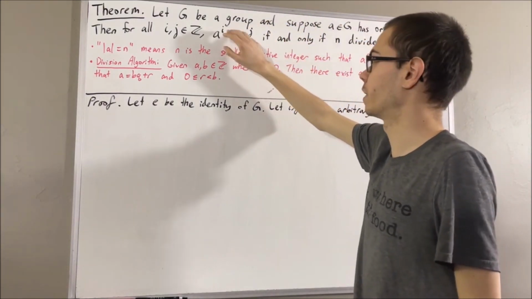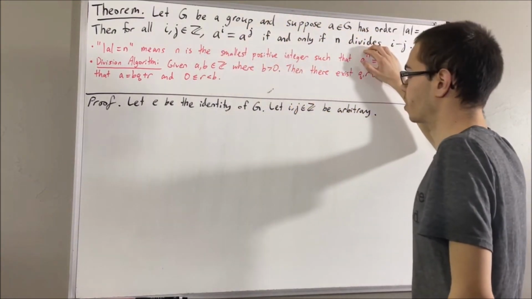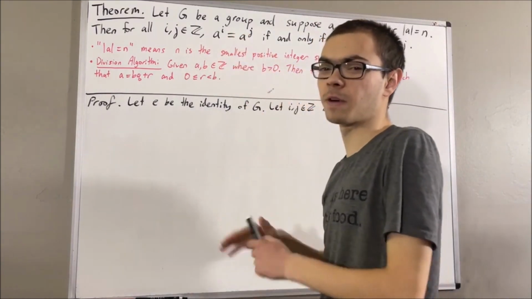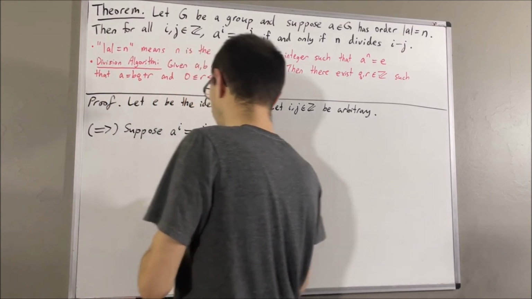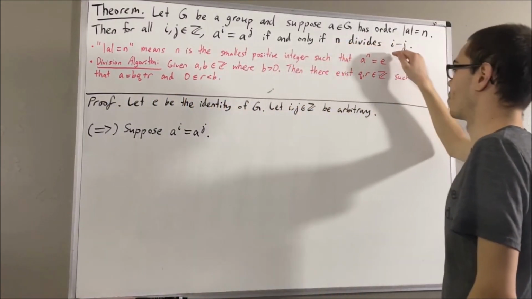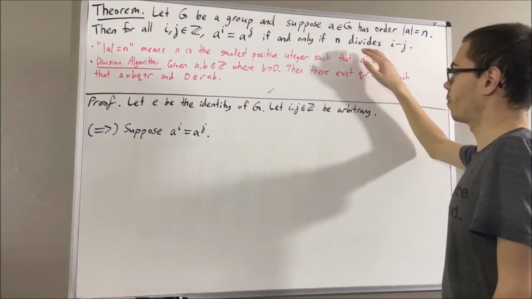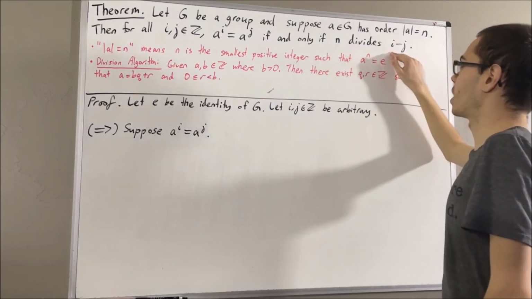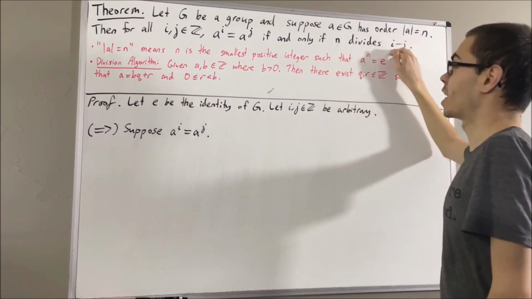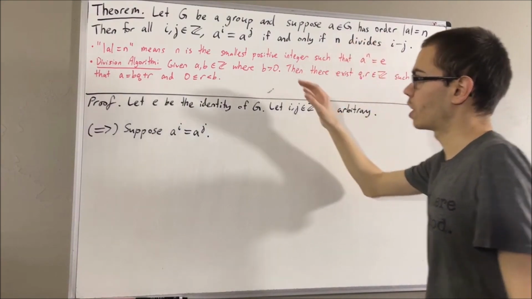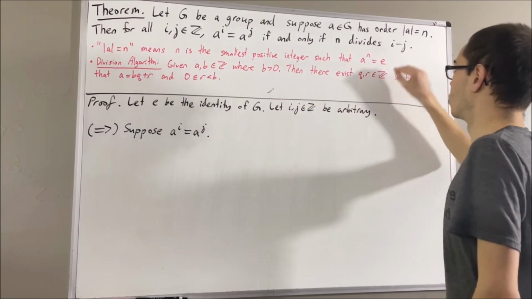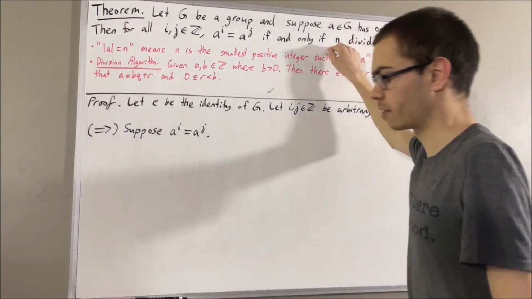Let's start out by proving if this is true, then this is true. To do that, suppose a to the power of i is equal to a to the power of j. From here, we want to show that n divides i minus j. And a way that we can think about this is we want to show that when we divide i minus j by n, the remainder is 0. So we're going to apply the division algorithm to i minus j and n.